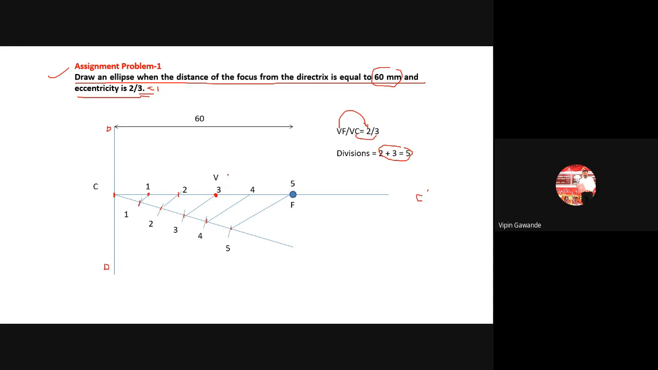Once you get the vertex, next step is what? We have to draw a vertical line. At V, we have to draw one vertical line. Take VF distance in compass, then draw the arc. You will get here point B. Join CB.